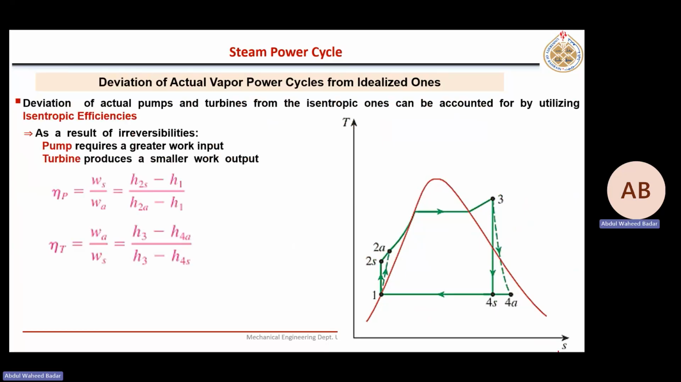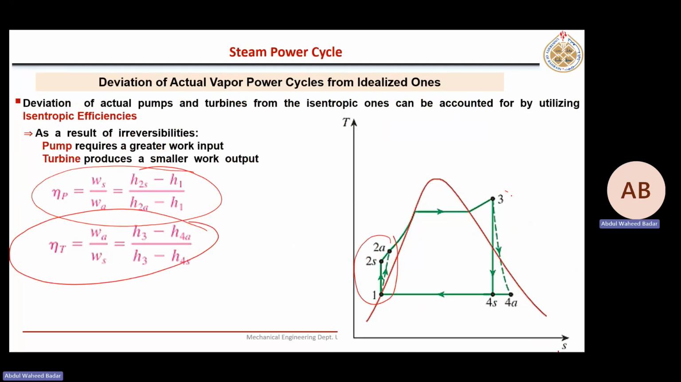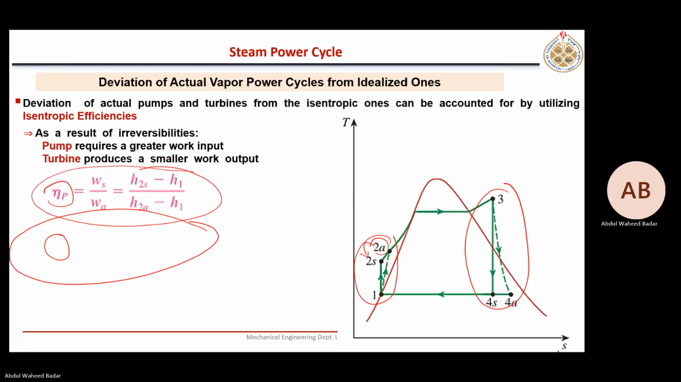We already discussed. So here we can define these two efficiencies to account for these non-isentropic processes. Actual process is now 1 to 2A, not 1 to 2S. And here we can define an isentropic efficiency of a pump and isentropic efficiency of a turbine. For a pump, ideal over actual or actual over ideal?